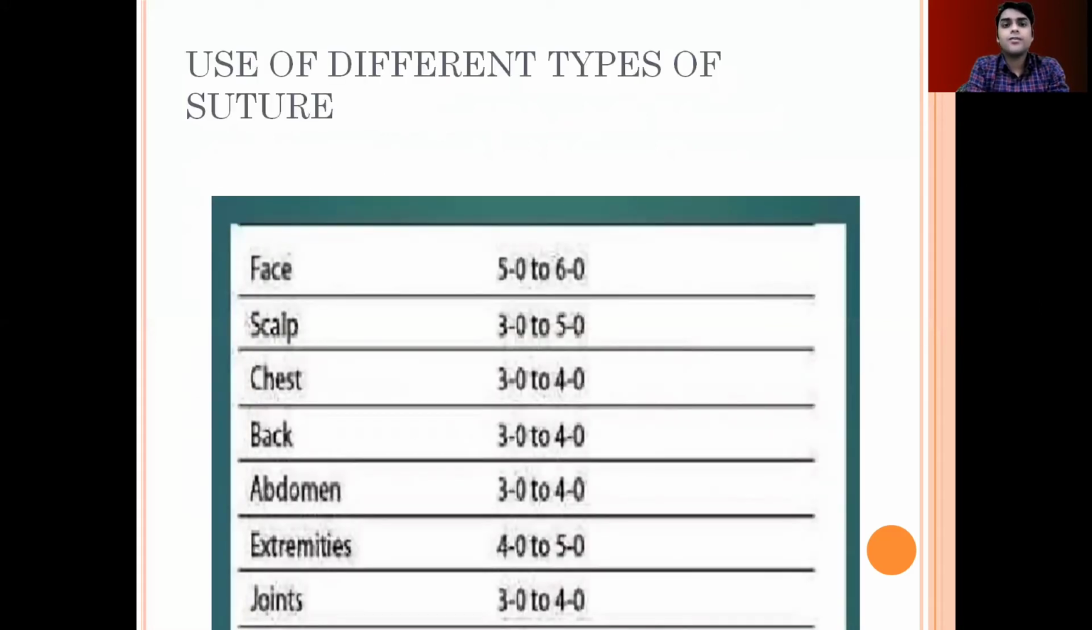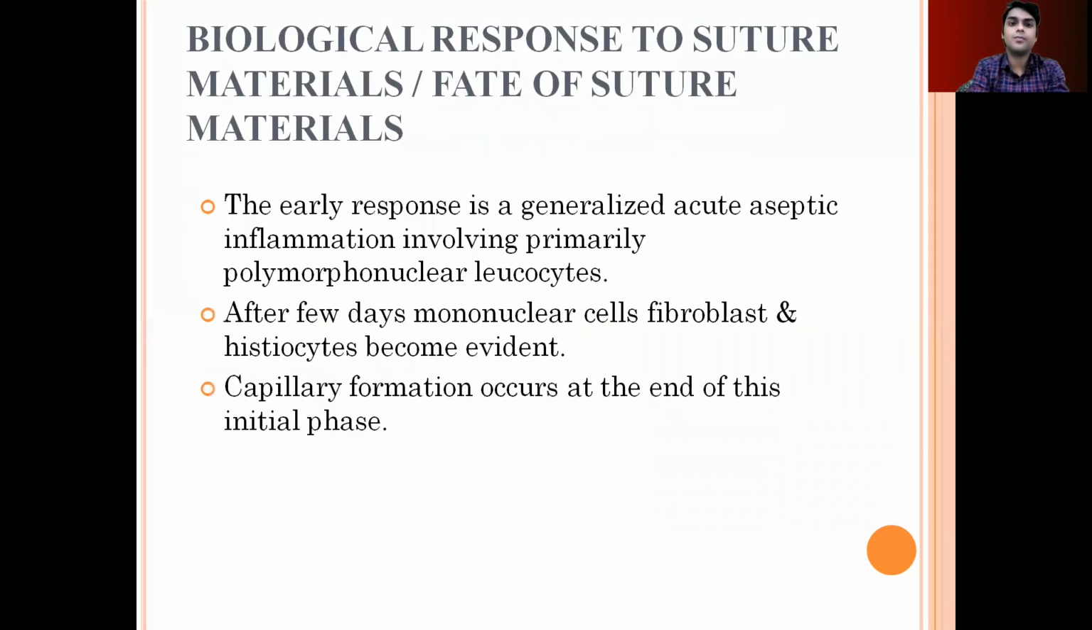The use of different types of suture: in face, we have 5-0 to 6-0. In scalp, we have 3-0 to 5-0. On chest, 3-0 to 4-0. And back, 3-0 to 4-0. Again, abdomen, the same, 3-0 to 4-0. In extremities, 4-0 to 5-0. And in joints, 3-0 to 4-0.